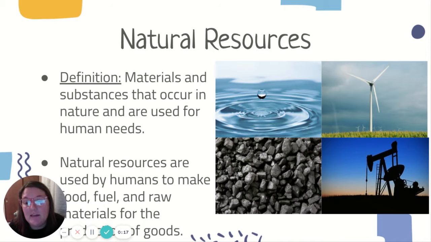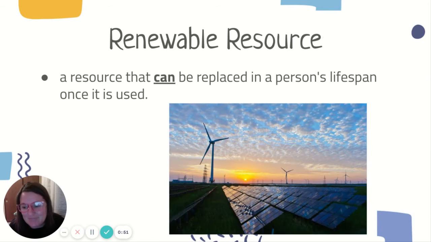Let's talk about them. Natural resources are just going to be materials or substances that occur in nature, so they naturally occur, okay? We find them in nature to some extent and are used for our different needs. We use natural resources to make pretty much everything that we use, okay? Humans, we use those natural resources to make food, to make fuel for our cars, okay? Raw materials for the production of different goods, okay? So we use natural resources for pretty much everything, guys, okay? We depend on our earth to provide for us for pretty much everything.